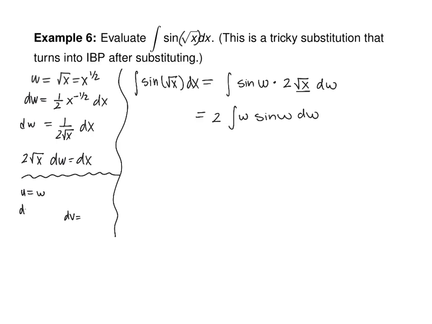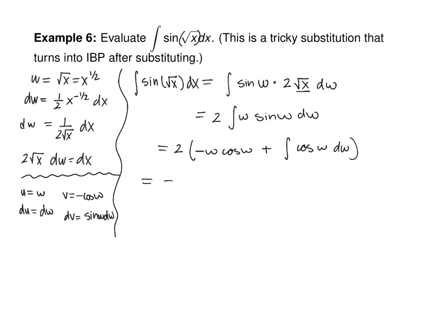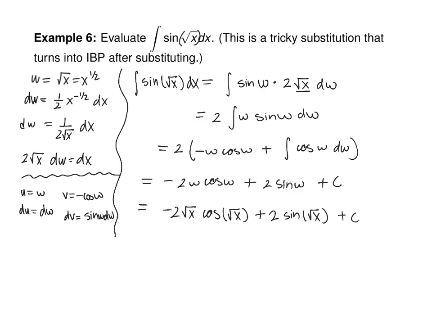u is w. du is then dw. dv is sine of w. v is then negative cosine of w. And this will equal 2 times uv minus w cosine w minus v du, so actually plus because of the negative, plus integral cos w dw. So that's negative 2w cosine w plus 2 sine w plus c. And then re-input your substitution: negative 2 root x cosine of root x plus 2 sine of root x plus c.